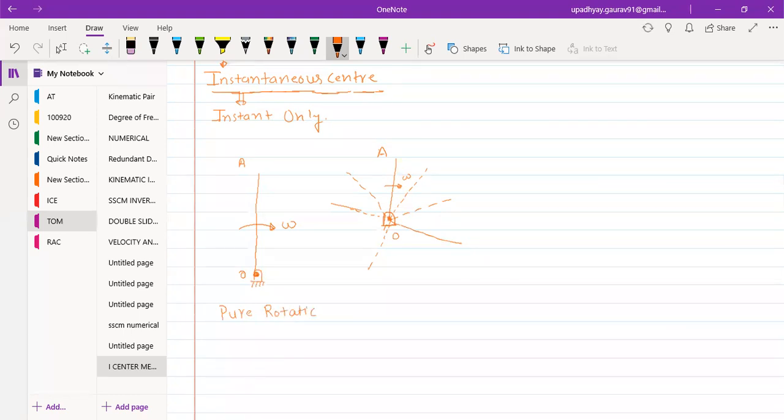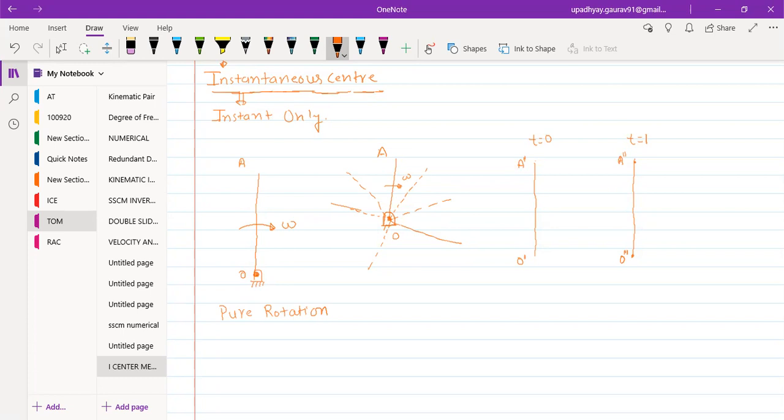If I'm saying that we are having another link whose name is O dash A dash, and at instant t equals to 0, the location is this, and after t equals to 1 second, the location is this. Which kind of motion is it going to perform? Sir, rectilinear. Or specifically, I can say it is going to perform pure translation.